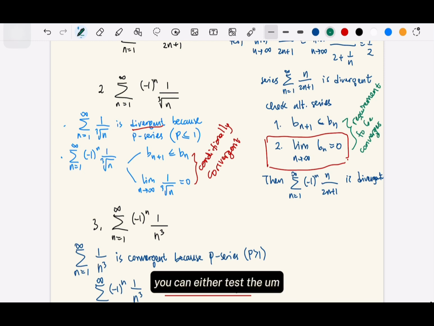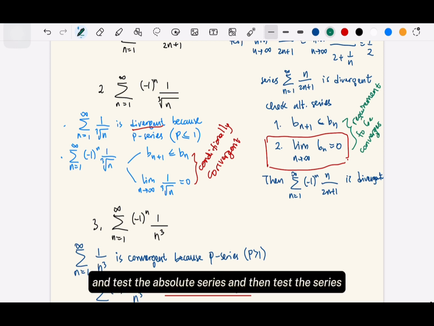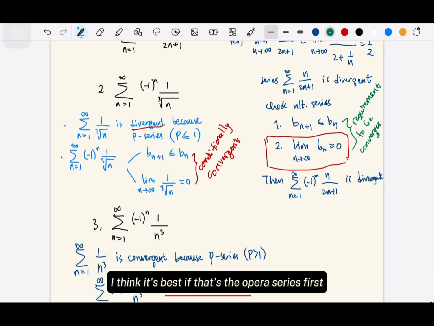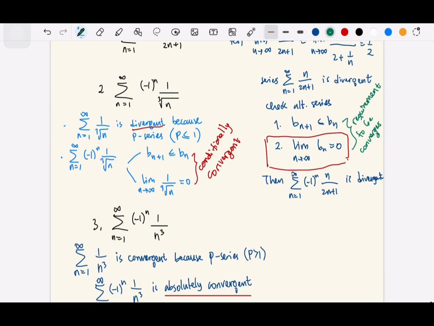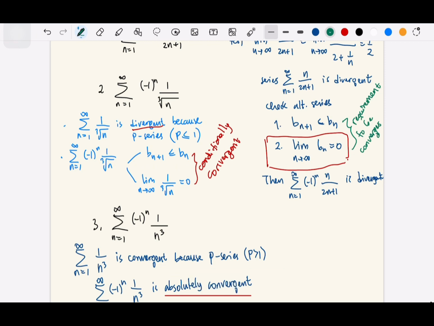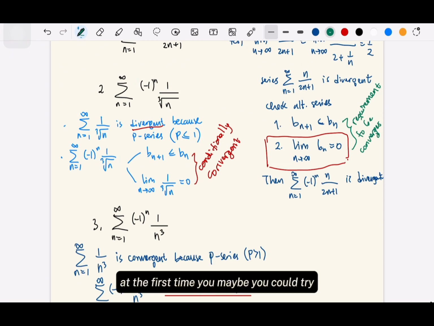You can either test the alternate series first, and then test the absolute values, and then test the series, or you can check the absolute values first and test the series. For the divergent, I think it's best to test the alternate series first. At the first time you could try trial and error, but you will see some series that is obviously okay. This should be divergent and this should be convergent, but you need to prove that.